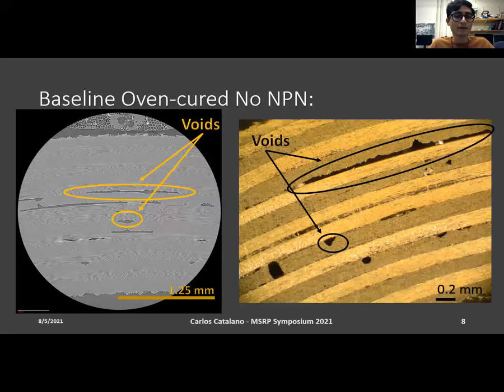For the baseline oven cured no NPN, we were expecting to see voids, and here we got them. As we see here, we can count up to 16 plies in this image. This is the microscope image, this is the scan, and we see the voids over here. All of these gaps of air that are trapped within the layers weaken the material.